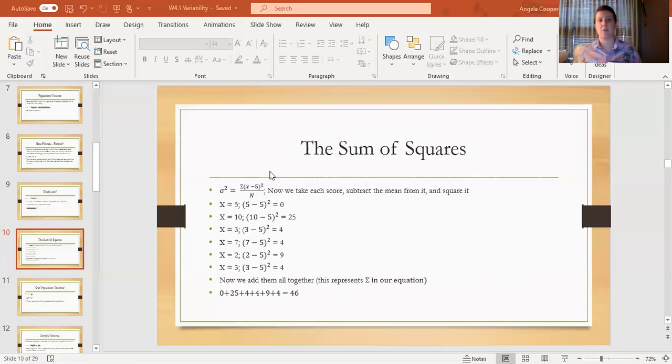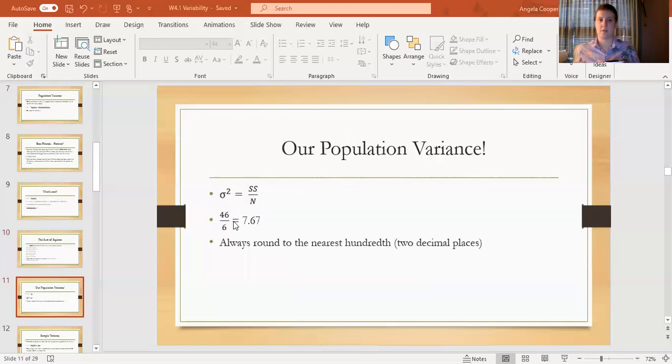So we've done this part where it says the scores minus the mean squared. We've done all that. We have 0, 25, 4, 4, 9, 4. Now we do this sigma part, which is referencing just adding them all together. So we do 0 plus 25 plus 4 plus 4 plus 9 plus 4, and that gives us 46. 46 is our sum of squares. That is the top part of our equation. 46. Cool.